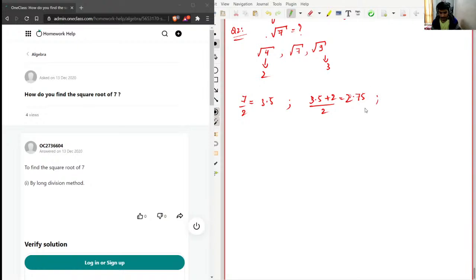Now what we'll do is see what the square of 2.75 is. The square of 2.75 is 7.56, which is much greater than 7. So we cannot end with 2.75. We'll again divide 7 by this number, 2.75.